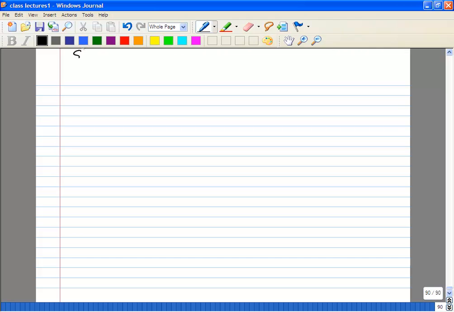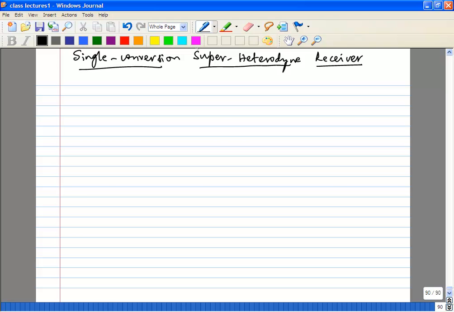Okay, so let's look at what is called the single conversion super heterodyne receiver. You'll see why this is called single conversion. Later in the course we'll study the double conversion receiver. Heterodyne simply means it uses a mixing of frequencies. Heterodyne just means a difference of frequencies.